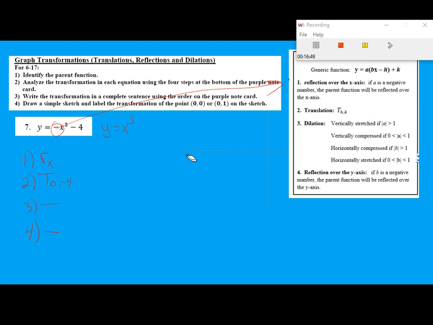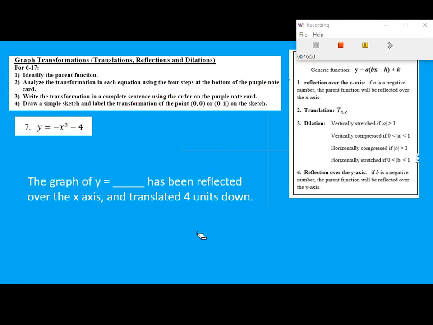Now, our sentence will look just like this. The graph of y equals x cubed has been reflected over the x-axis and translated 4 units down. So that'll be what our sentence will look like. I'll give you a second to write that down since I cheated and I typed it up. But we just list our 1, 2, 3, 4, and then we go.